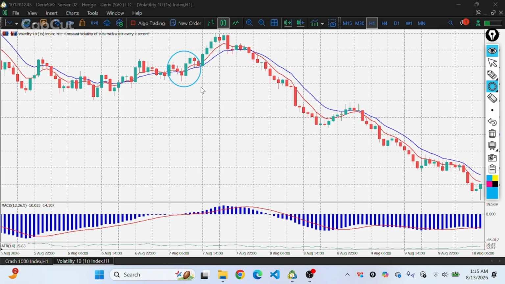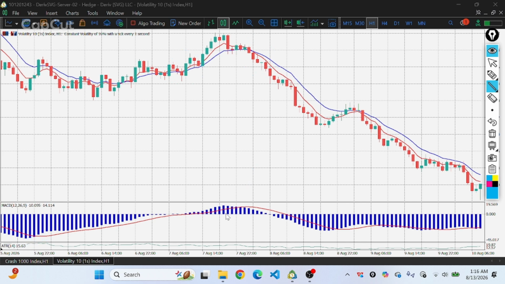For example, when the red line is above the blue line, that is going to be a bullish signal. And when the red line is below the blue line, that is going to be a bearish signal. Red line above blue line, signal to buy. Red line below the blue line, signal to sell. We also have the MACD, moving average convergence divergence, and then we have the ATR indicator.